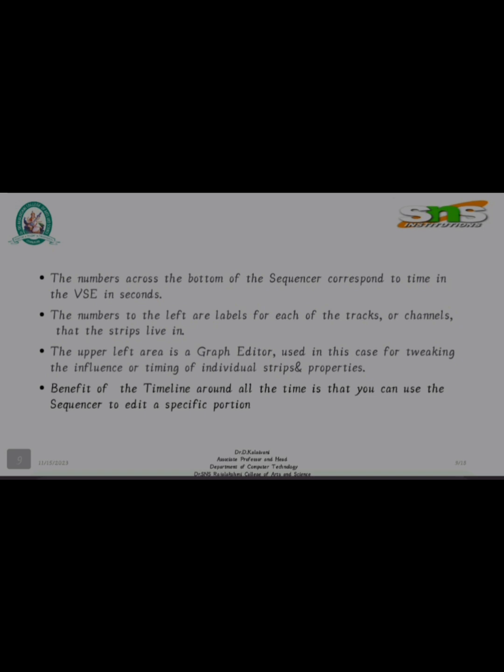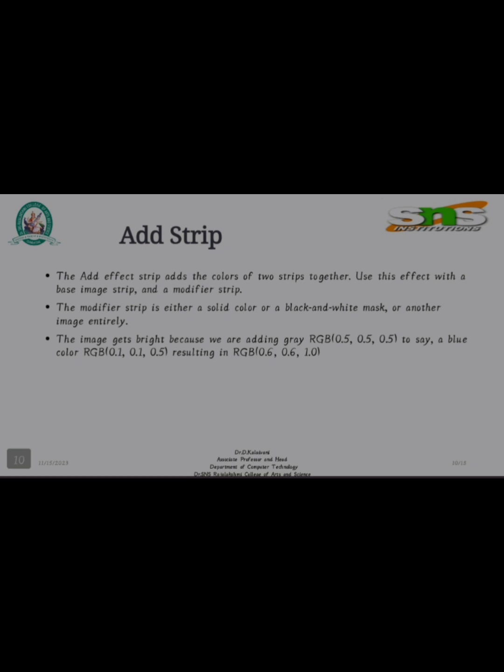The add effect strip adds the particular brightness that comes with RGB. For example, 0.1, 0.1, 0.5 combination results in RGB 0.6, 0.6 and 1.0.